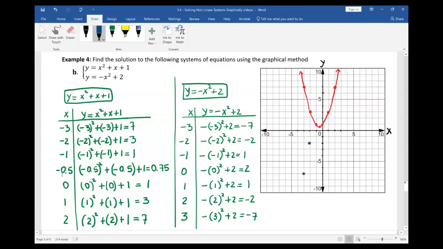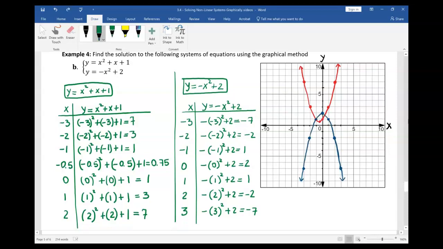Next, -1, 1. 0, 2. 1, 1. 2, -2. And 3, -7. Next, let's connect the points. The blue graph is the graph for the second equation.